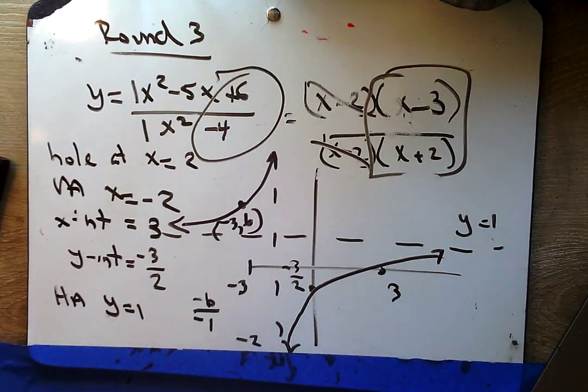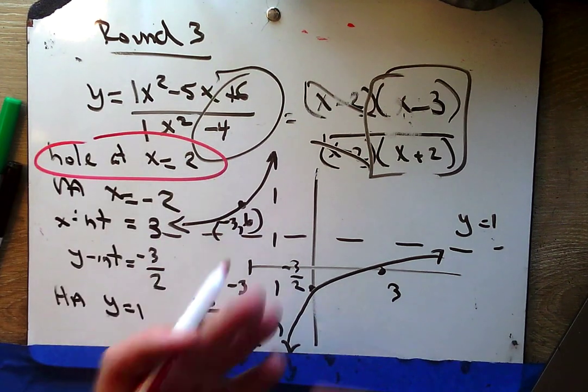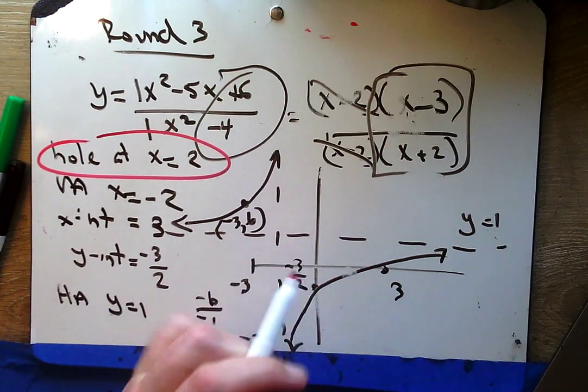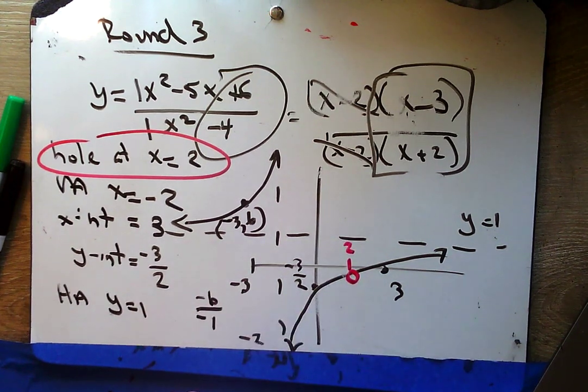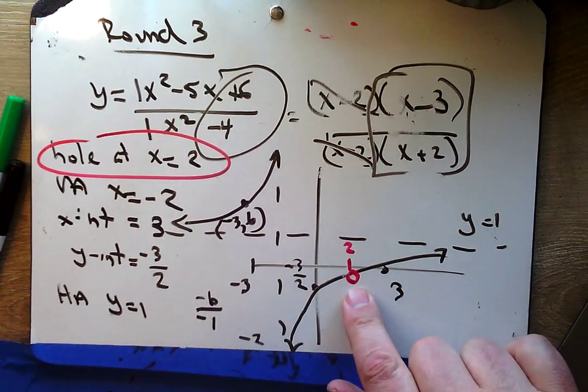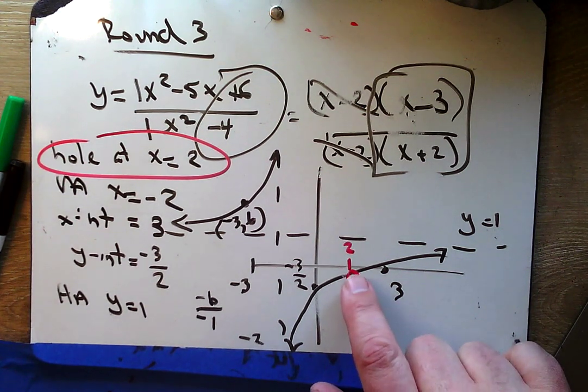That's right. We said there was a hole. Where's the hole? There's no hole here yet. Put the hole at 2. Now, the y value of this hole at x equals 2 is not 0. So I get upset when people put this hole on that x-axis.